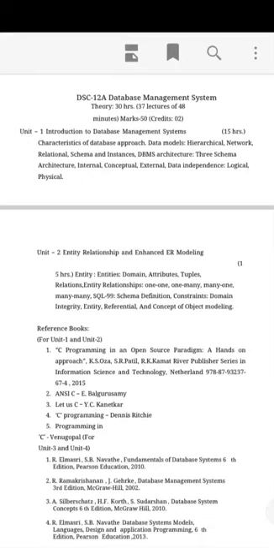Now in this unit you are going to learn characteristics of the database approach. Why are you using a database? This is what you are going to learn in database approaches. There are multiple characteristics which you are going to learn. Next will be the data model. What is a data model? It shows the logical structure of the database.